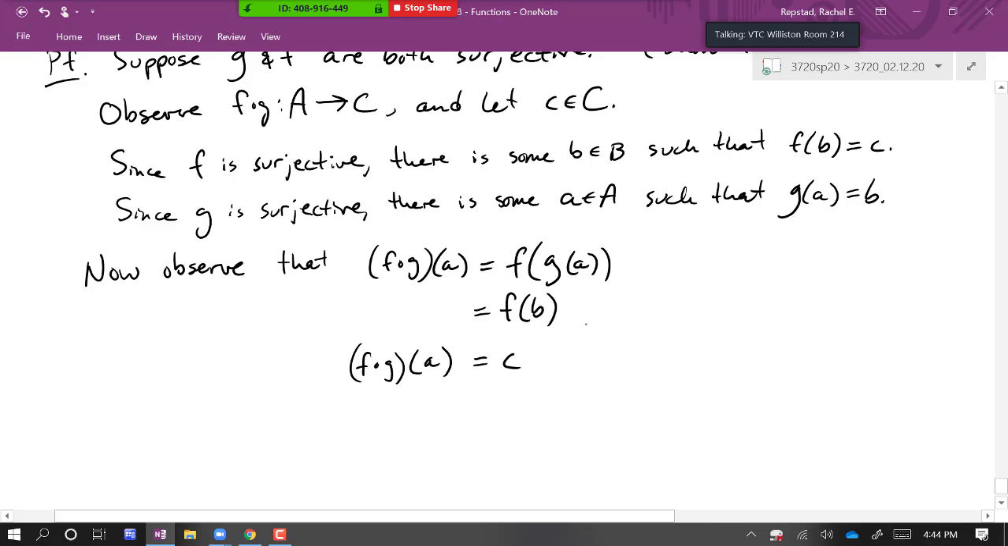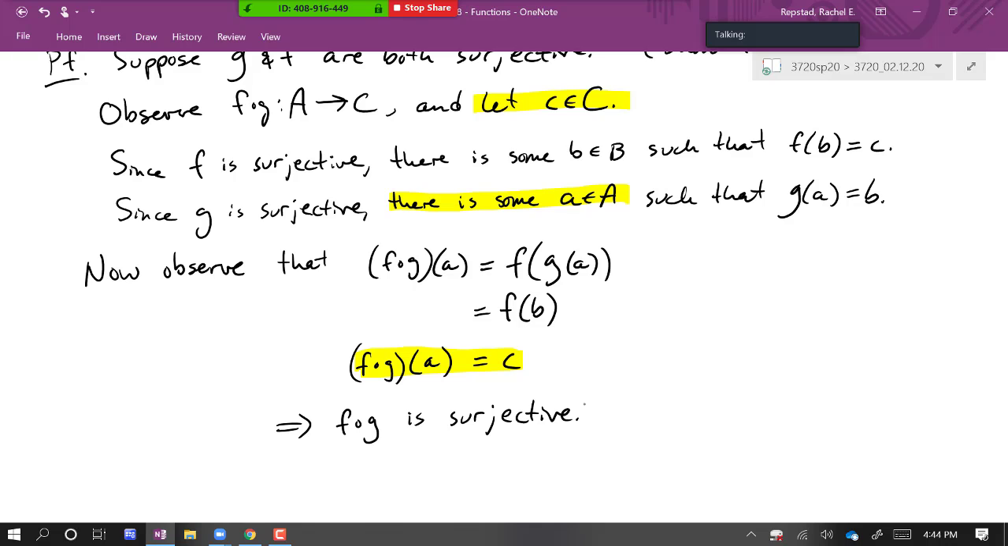So we grabbed an arbitrary element of C, and we found this element in A that maps to it under the composition, F of G. And that means that F of G is surjective. How's that?